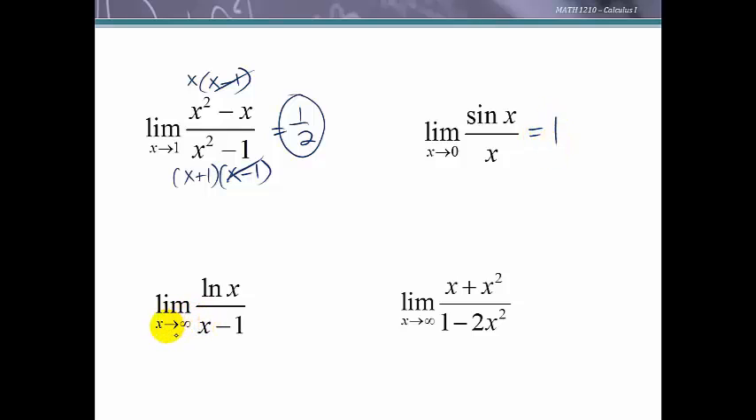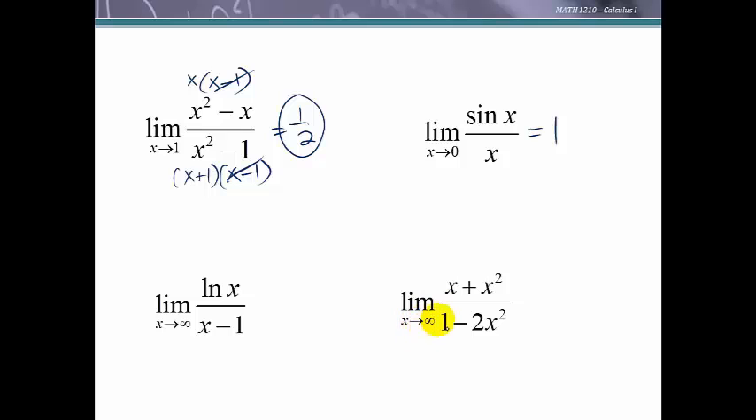Looking at this third one, if we let x approach infinity, the numerator, the natural log, is going towards infinity. Looking at the denominator, we would have infinity minus 1, which is still infinity. So what does infinity over infinity mean? We'll return to this a little bit later.